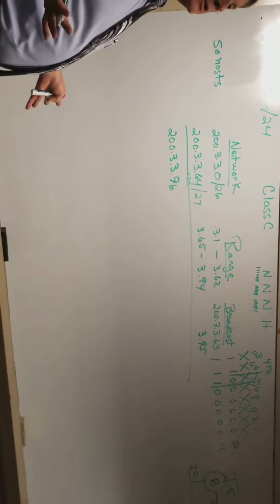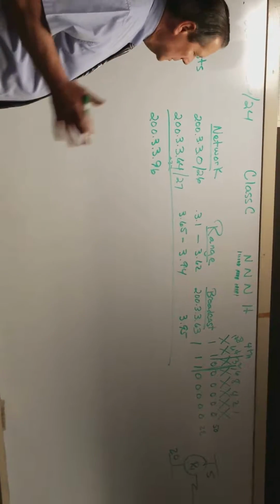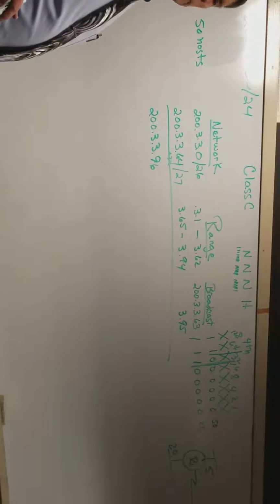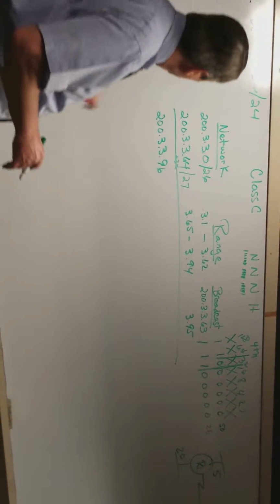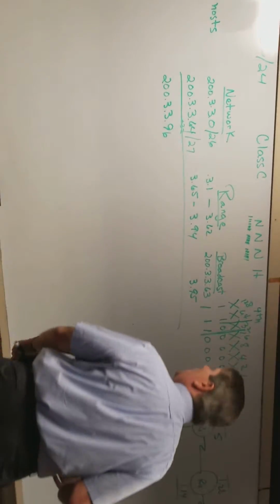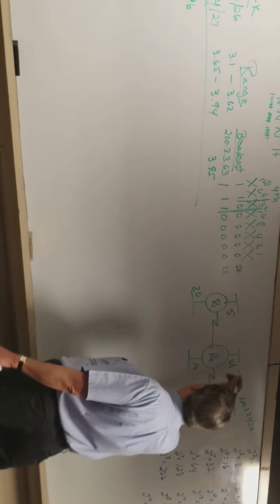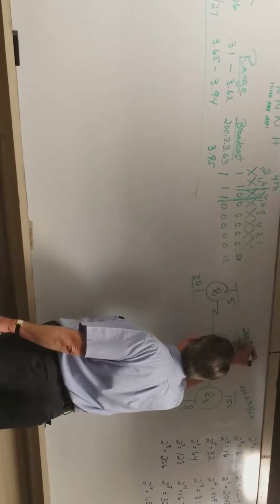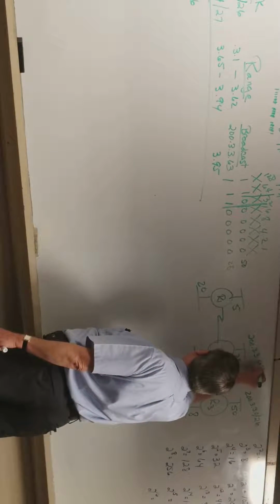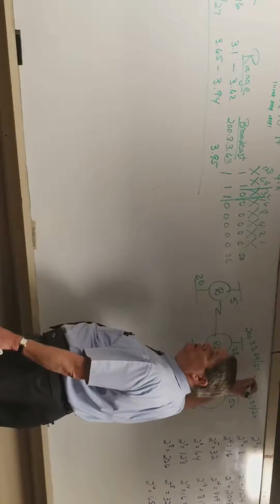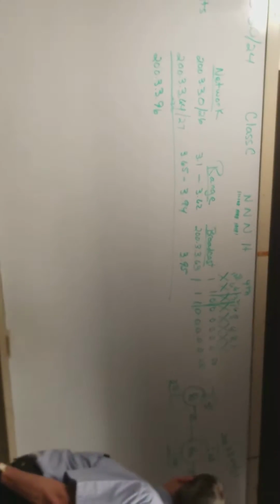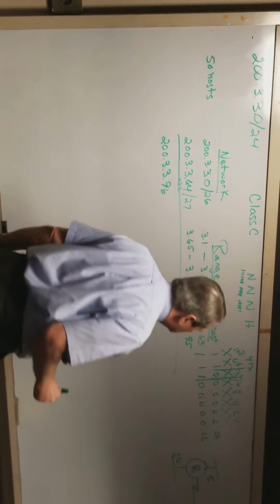Again, the first 2 octets are going to be 200.3 on the whole chart. So that gets assigned here. That is my 200.3.3.64/27. Is that right? Okay, so now that one's assigned.